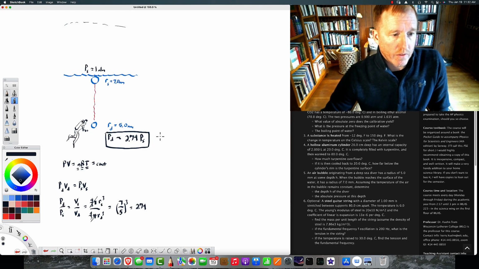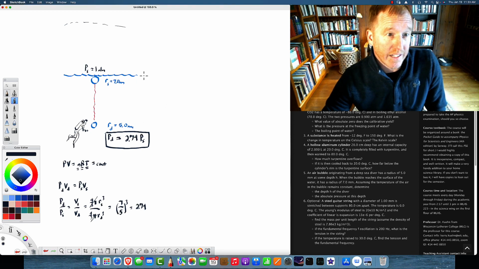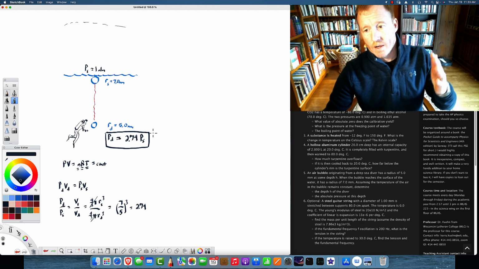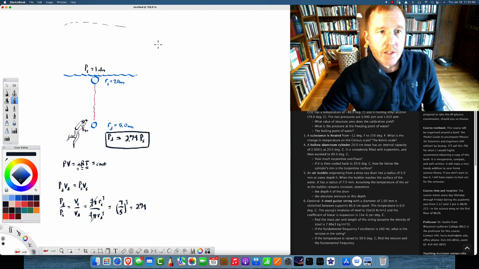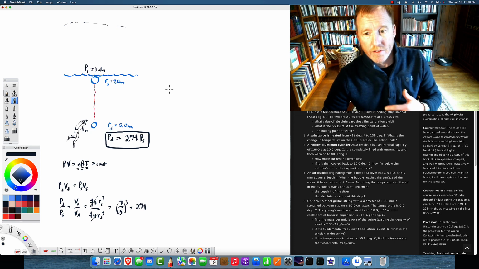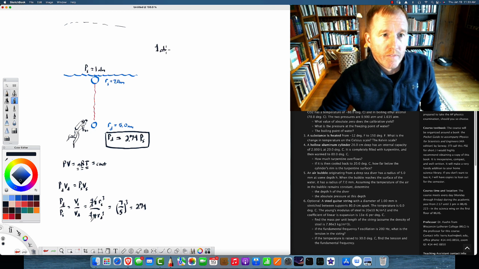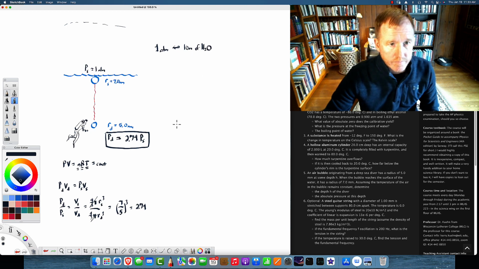Now we can do all kinds of conversions between pressure and depth, but I think it's probably good just to keep in mind a rule of thumb that 1 atmosphere corresponds to a depth of water of about 10 meters, which also corresponds to a depth of mercury around 760 millimeters or 76 centimeters. So 1 atmosphere is equivalent to 10 meters of water.